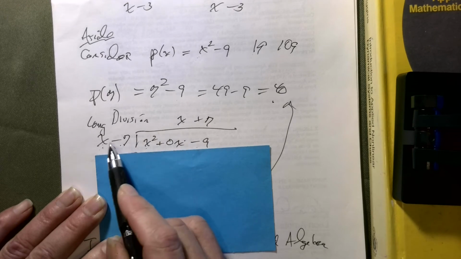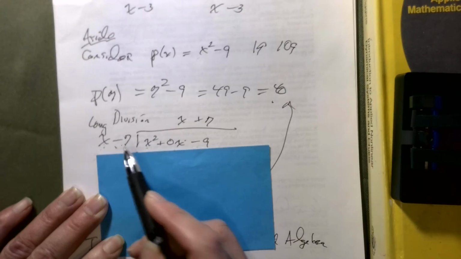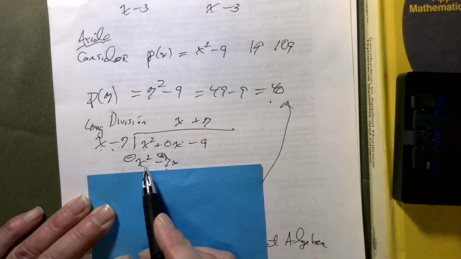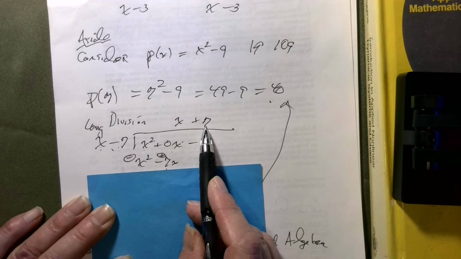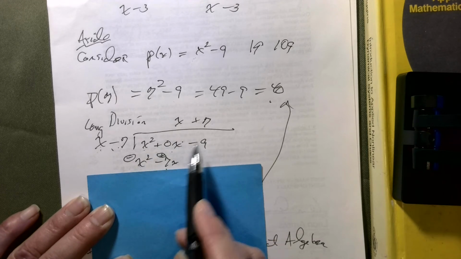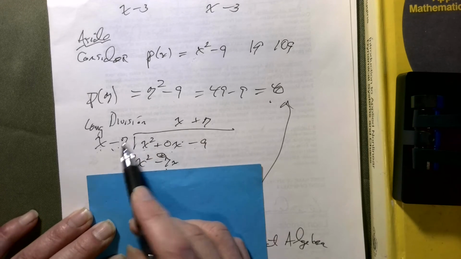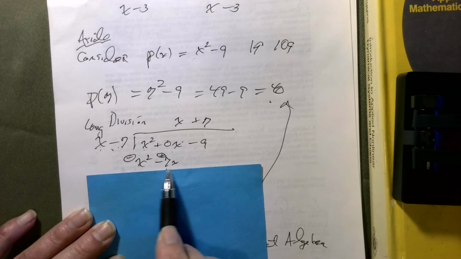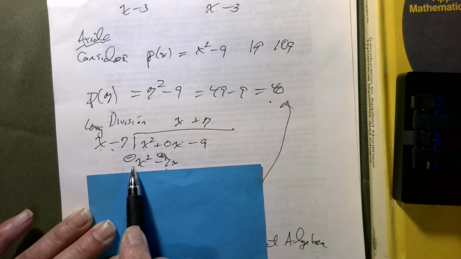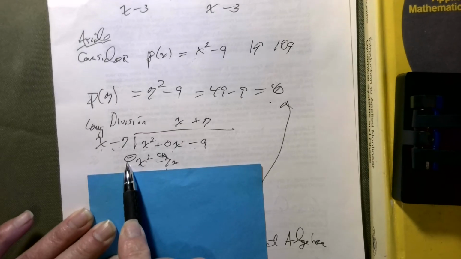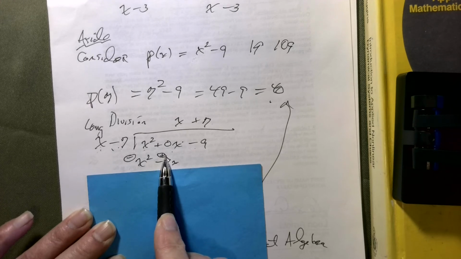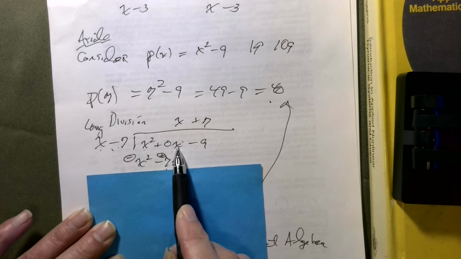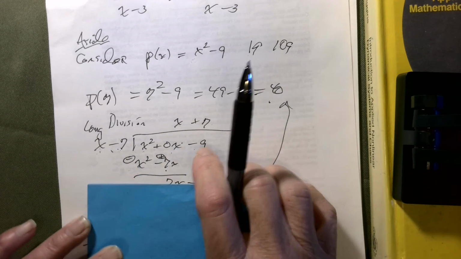So then I multiply this by this, and then I subtract. When I take x times x, I get an x squared. When I take x times 7, I get negative 7x. And now it's just like long division, we subtract. So this was a positive x squared, it becomes a negative. This was a negative, it becomes positive. If I've done things correctly, guess what? The x squareds cancel. And I'm left with 0x plus 7x, which is 7x.